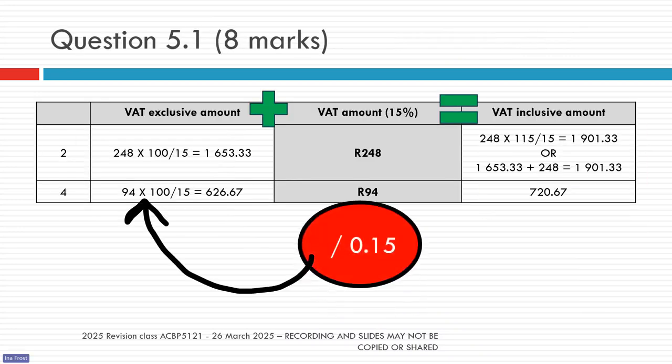Okay, and then numbers 2 and 4, in these ones, we gave the student the VAT amount, and they had to find the VAT exclusive and VAT inclusive amounts. So here we are going to divide the VAT amount by 0.15 or 15%. Or if you want to use the what I have over what I want formula, you can also use 100 divided by 15. Those will give you the VAT exclusive prices, and then you are just going to add on your VAT to get to the VAT inclusive amount.